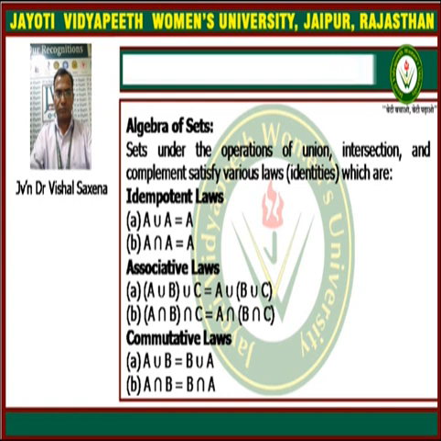Third is the commutative law. In commutative law, first is A union B is equal to B union A, and second is A intersection B is equal to B intersection A. It means we have interchanged the positions of the two sets.